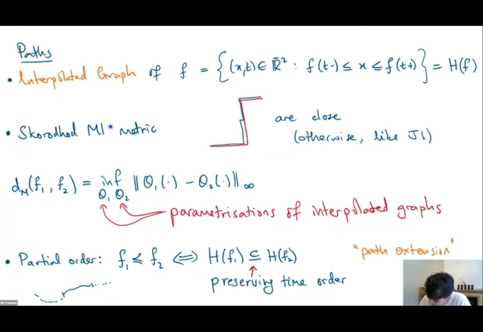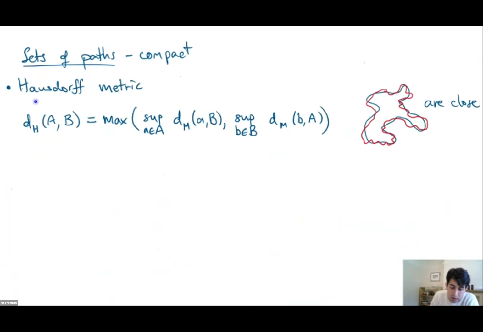Okay, so moving up now to sets of paths. So now I want to use the Hausdorff metric. And of course, this is an insight that's coming from the Brownian web world. So the way the Hausdorff metric works is two sets are similar if when I pick an object in one of them, I can find a similar object in the other one. Okay, and that's what I'm trying to illustrate in this diagram over here.